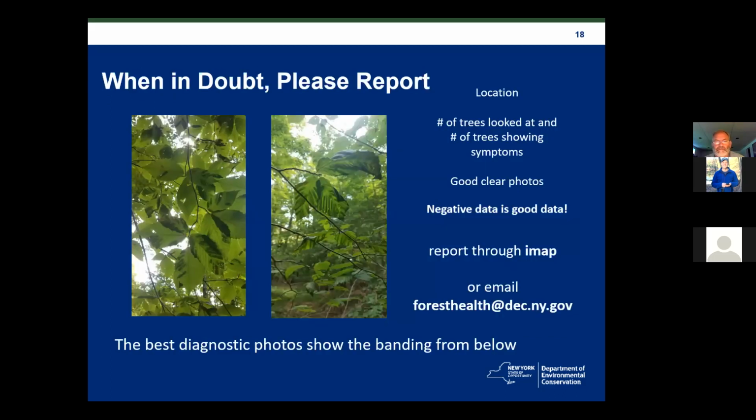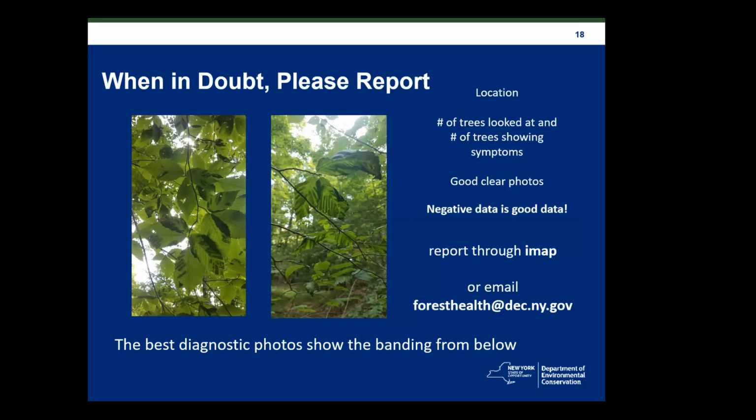When in doubt, please report. At minimum, please send location information, including GPS coordinates if possible, number of trees looked at, and number of symptomatic trees, and good clear photos. The best diagnostic photos of BLD are taken from below to show the banding up through the light.